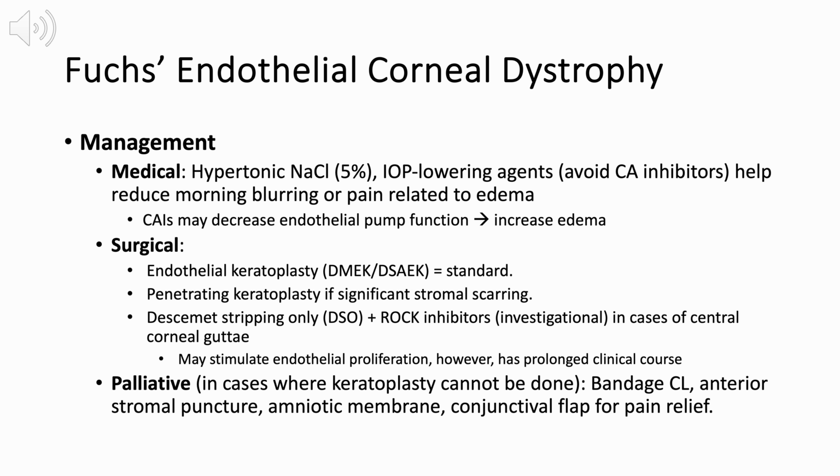Finally, in cases where keratoplasty is not feasible, palliative measures may be used to control pain and improve comfort. These include bandage contact lenses, anterior stromal puncture, amniotic membrane placement, or conjunctival flaps. While these approaches do not improve vision, they can provide meaningful relief for patients with advanced symptomatic disease.